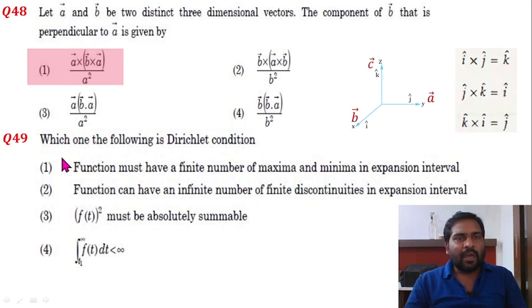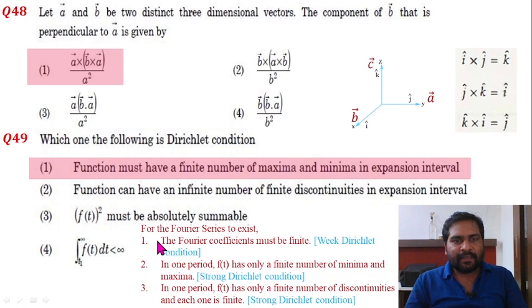Question 49. Which of the following is Dirichlet condition? For Dirichlet condition, for the Fourier series to exist, the Fourier coefficient must be finite. It is known as weak Dirichlet condition, and two strong Dirichlet conditions are the following. In one period, f(t) has only a finite number of minima or maxima, and f(t) has only a finite number of discontinuities, and each one is finite. So option 1 is correct. Function must have a finite number of maxima and minima in the expansion interval.